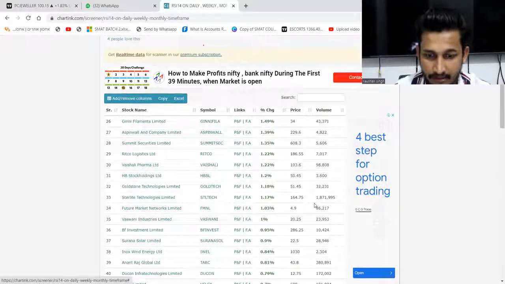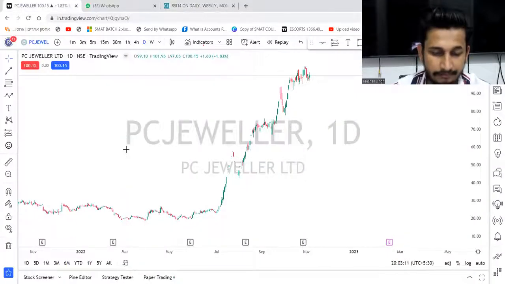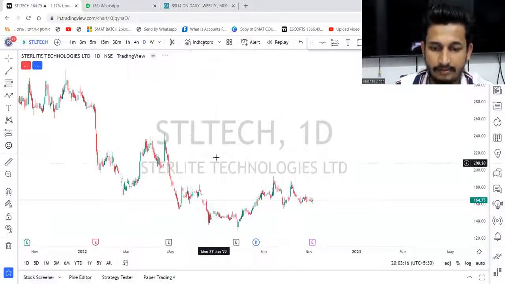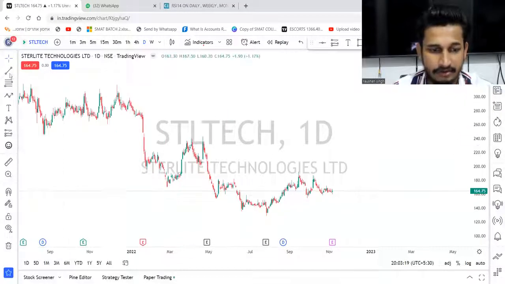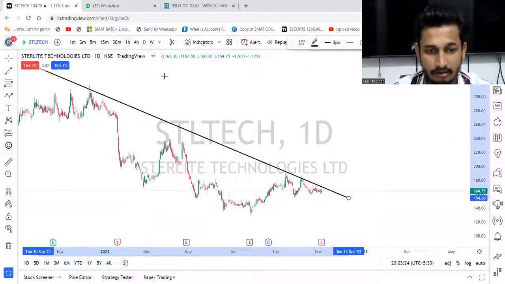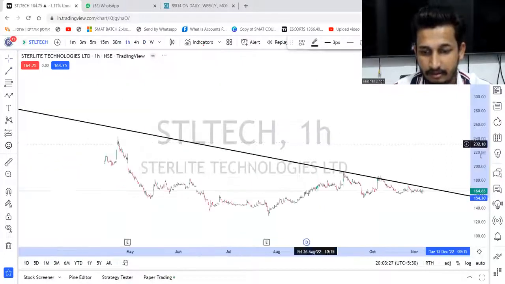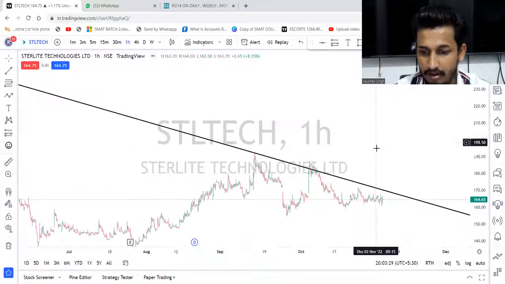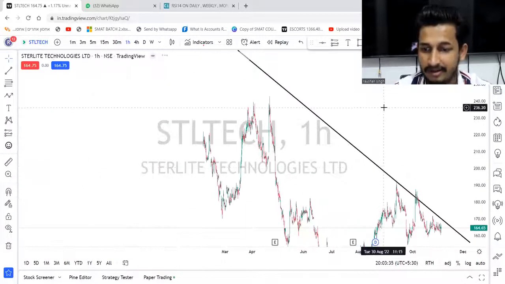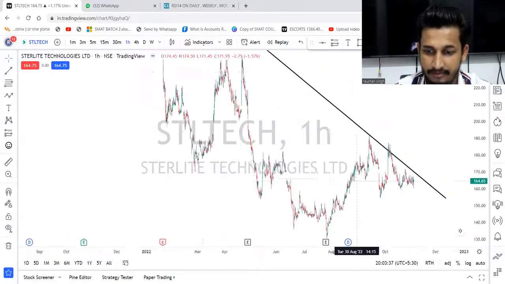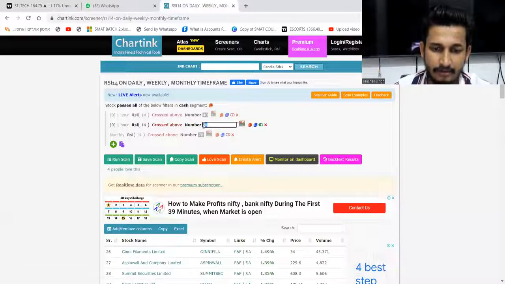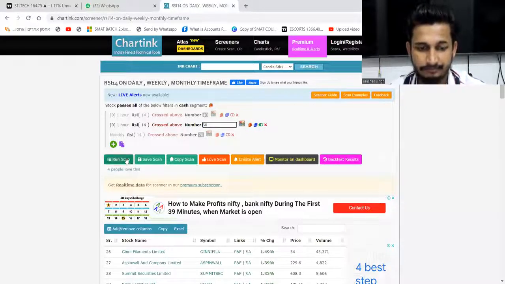Then we have Steel Tech. Let's have a look at this. This is also on the verge of giving you a breakout. If we go for the 1 hour time frame, yeah, it is on the verge of giving you a breakout. If it is crossing 172, then we can have a bigger target, wherever we can keep it, if the trend is changing. Again, we can go for better, we can go for 60 as well.